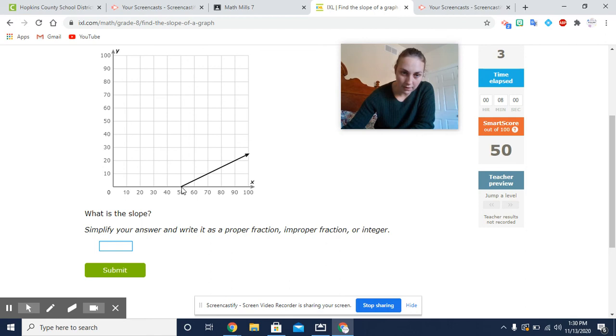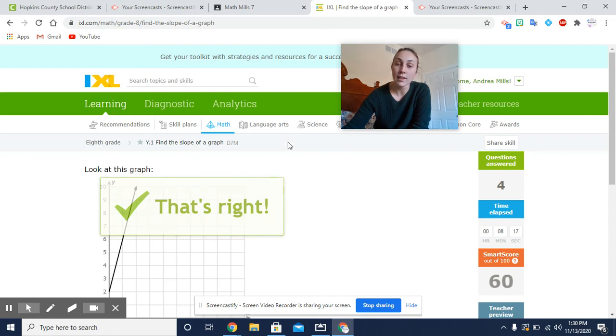Okay, same thing. We have a point right here, and our next point is right here. To get to that point, we rose 1 time, so our numerator is 1. And then we ran 2 times, so our denominator is 2. Again, this is a positive slope, and 1/2 is as reduced as you can get for a fraction, so you can go ahead and hit submit.